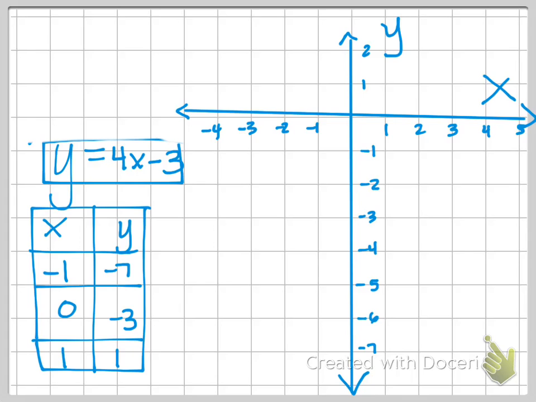Okay, so I need to plot each of these points. Let's do our first point, which is -1, -7. I go over to the -1 on the x value and down to the -7 and plot my first point here. Then I'm going to go over to 0, which is right here in the middle, down to -3, then over to 1, up 1. And all you've got to do now is draw your line through the dots. Anybody have any questions over how to graph using an X and Y chart?